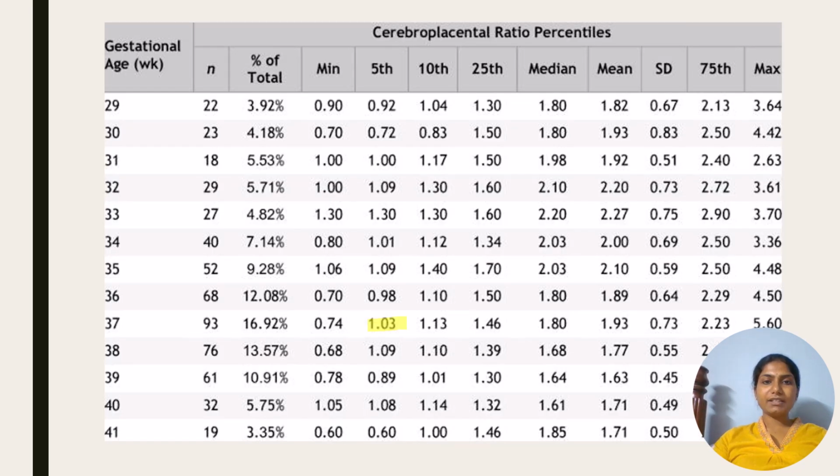So for these Dopplers, we cannot tell that the pulsatile index or the ratio has to be a particular value, because it is not constant and it is dependent on the gestational age. So all these Doppler parameters, whether it is umbilical artery PI or MCA PI or cerebroplacental ratio, all have Doppler nomograms. This shows in percentiles whether the value is normal for that particular gestational age. For example, at 37 weeks of gestation, 1 is the normal cerebroplacental ratio. If it is less than 1, then it is definitely pathological.